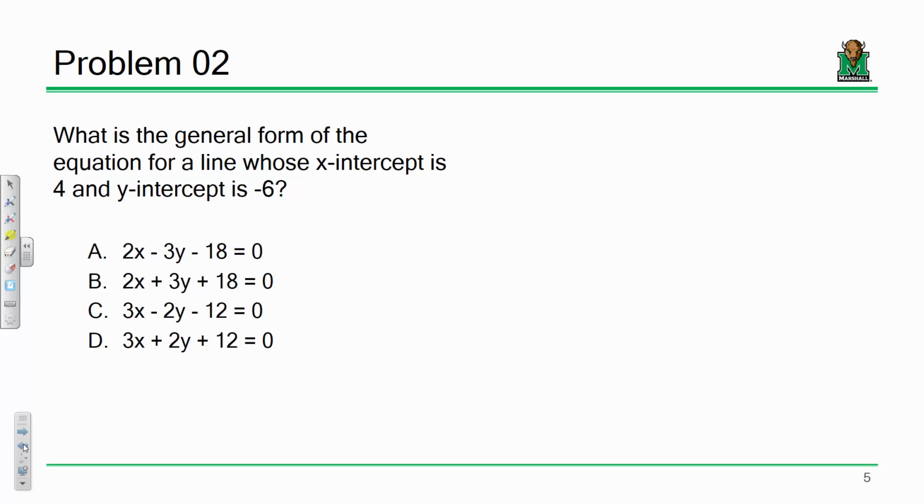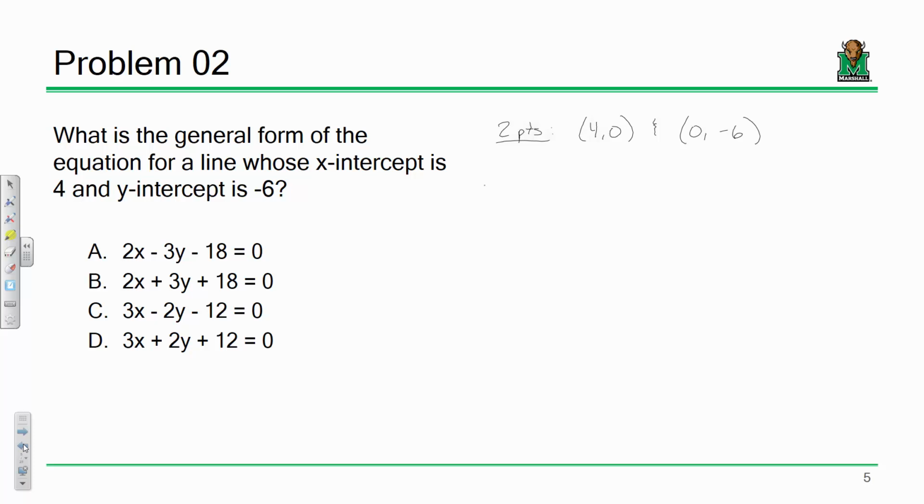Now, I have a line whose x-intercept is 4 and whose y-intercept is 6. So in order to generate the equation of a line, you need either a point and a slope, or 2 points, right? Because with those 2 points, you can determine a slope. So let's look at those 2 points. What are the 2 points that we know? Well, we know the x-intercept is 4, and we know the y-intercept is 6. So we have 4, 0, and 0, 6, right?